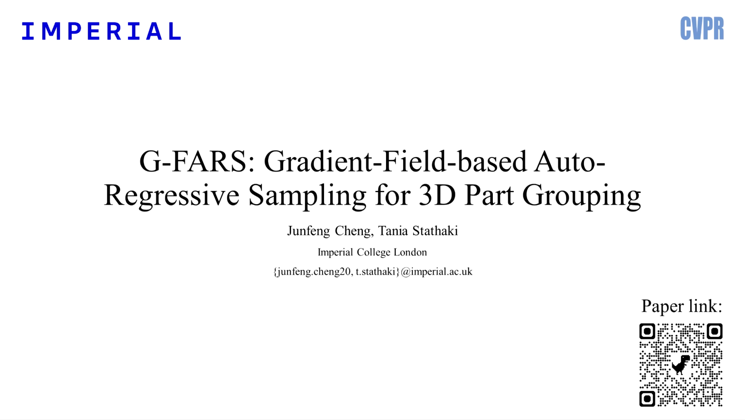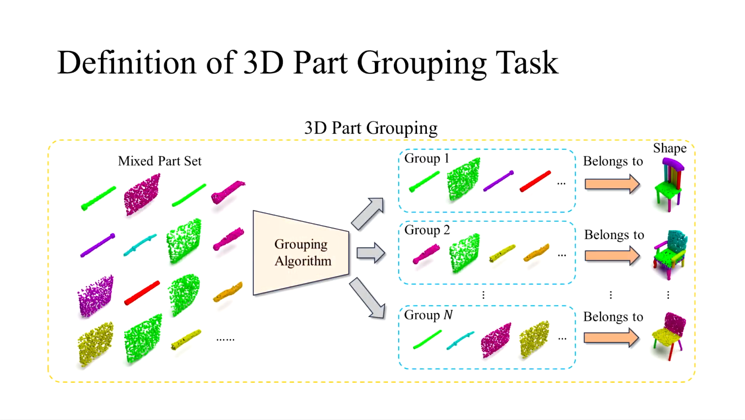Today I am going to present our work titled FARS, Gradient Field-Based Auto-Regressive Sampling for 3D Part Grouping. Our paper proposes a new task named 3D Part Grouping. Suppose there is a mixed set containing scattered parts of various shapes. This task requires algorithms to find out every possible combination among all the parts.